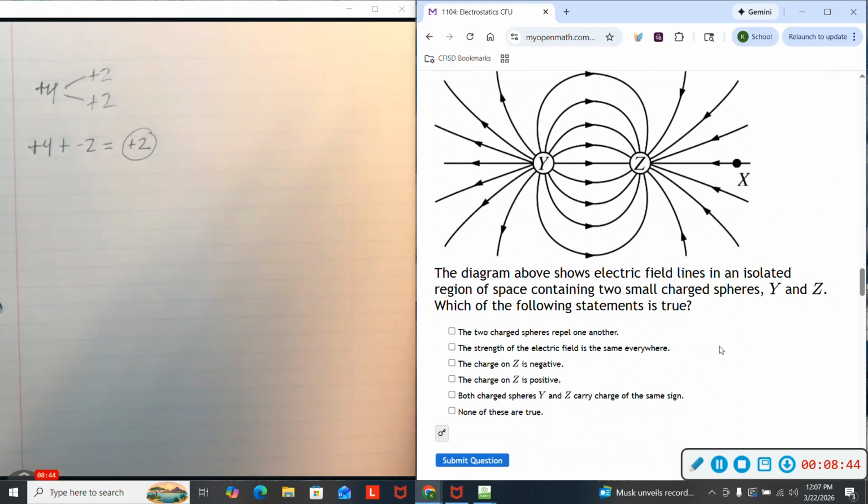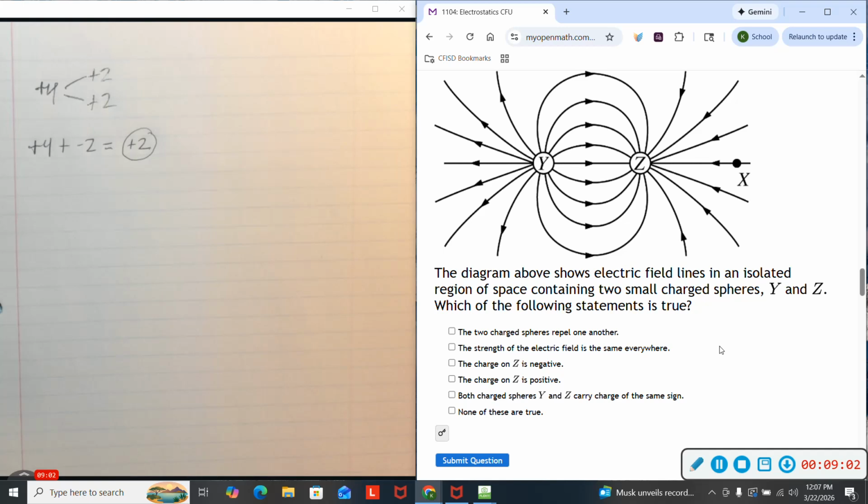Question 6. The diagram above shows electric field lines in an isolated region of space containing two small charged spheres, Y and Z. Which of the following statements is true? The two charged spheres repel each other. Well, not based on this diagram. This diagram appears to show attraction between them, so we're not going to select that.